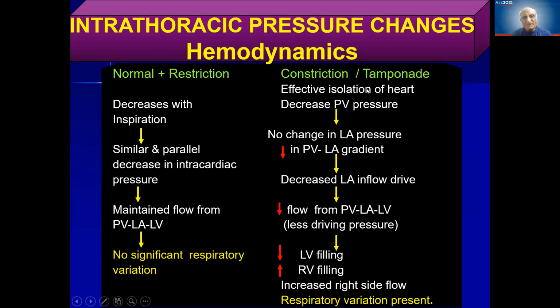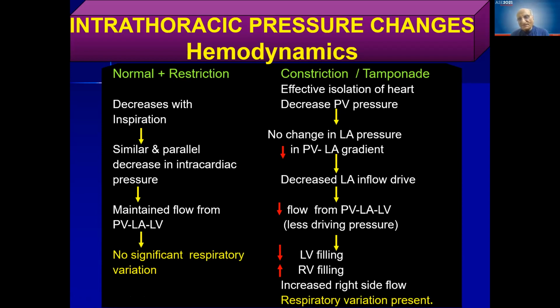What happens in tamponade? The heart is pressed by a large amount of fluid, so it cannot expand fully because there is pressure. And because there is an increased pressure in all the cardiac chambers, I told you, there is an increase in the LA pressure also, like the others. Because the pulmonary vein is an intrathoracic structure, during inspiration the pulmonary venous pressure decreases, while LA pressure does not decrease or remains elevated. So there is decreased flow from pulmonary vein to LA.